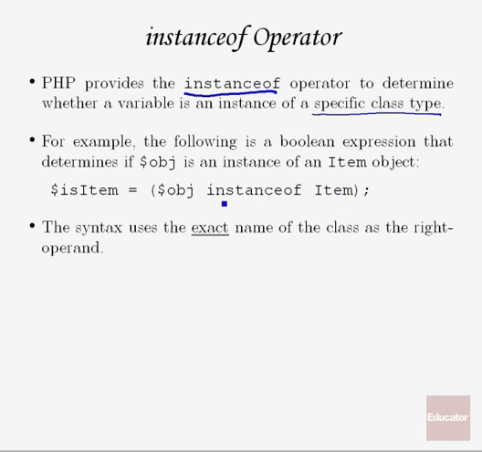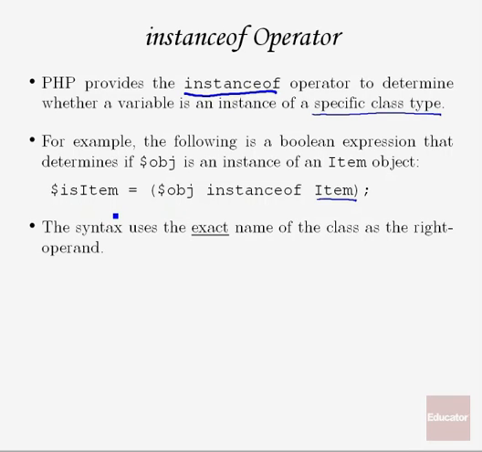The way you would do that is, instanceof is a binary operator. You put the variable that you're testing the type of on the left-hand side, and then you put the exact name of the class on the right-hand side of the operator, and this becomes a Boolean expression. So it says if $obj is an instance of the Item class, return true. If it's not, return false. So the expression would be true if $obj is an Item, and false if it isn't.